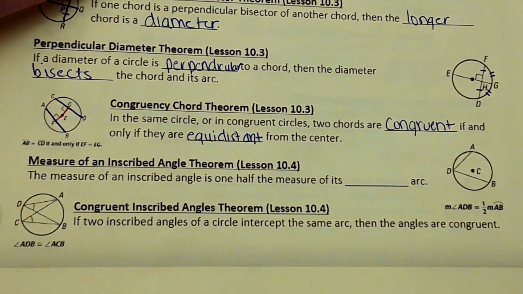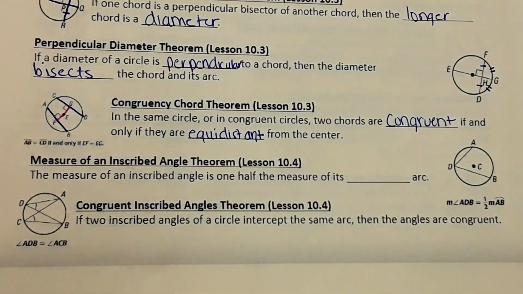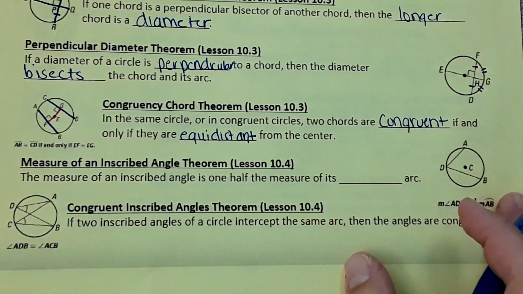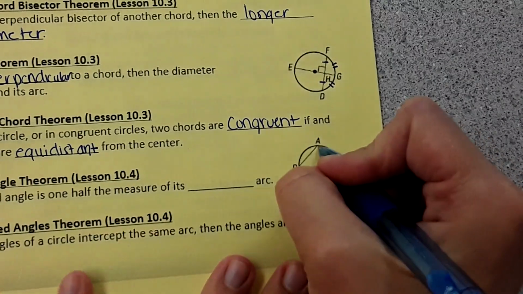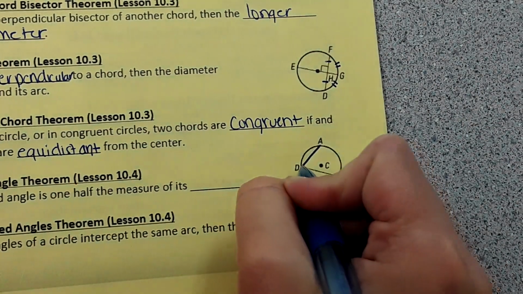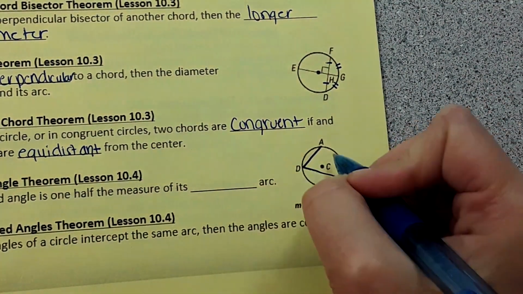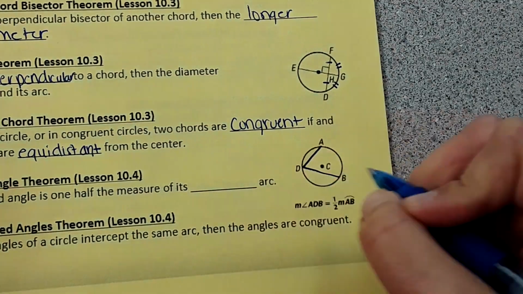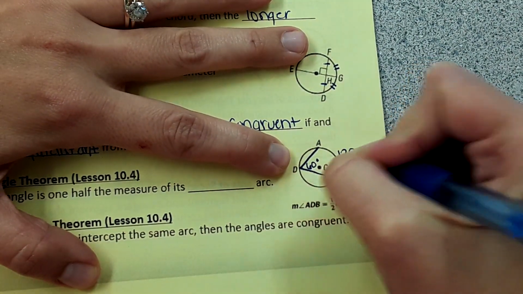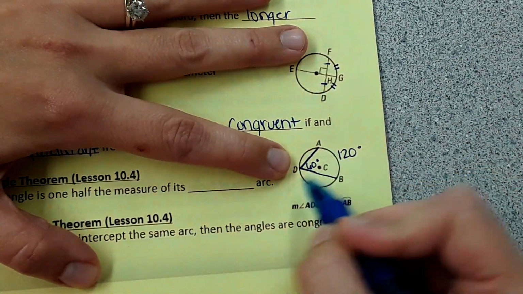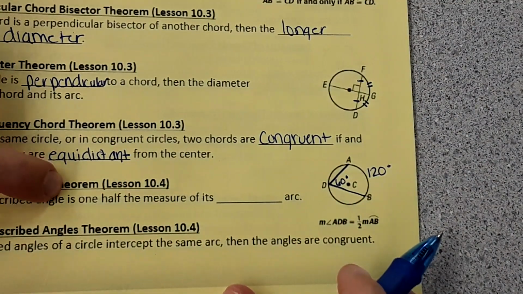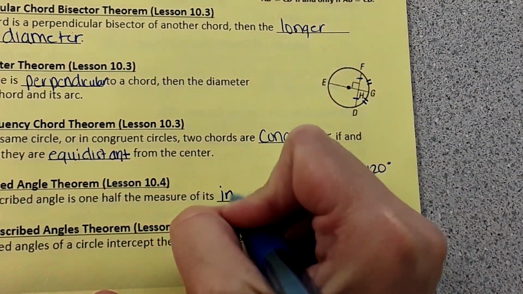So let's go to the bottom of our theorem cheat sheet here. The first theorem we're going to look at is the measure of an inscribed angle theorem. What this theorem states is that when you have an inscribed angle, notice how this angle goes all the way across the circle here, this angle measure is half that of the degree measure of the arc. So for example, if this measure is 60 degrees, then the arc would be 120 degrees. It's double the degree measure of the inscribed angle. So the measure of an inscribed angle is 1/2 the measure of its intercepted arc.